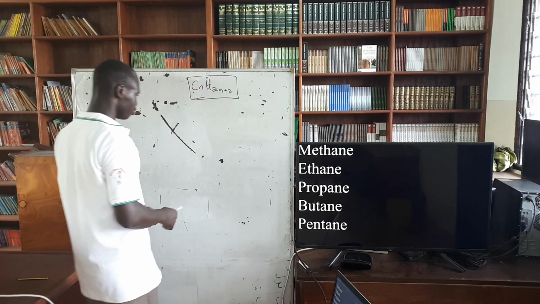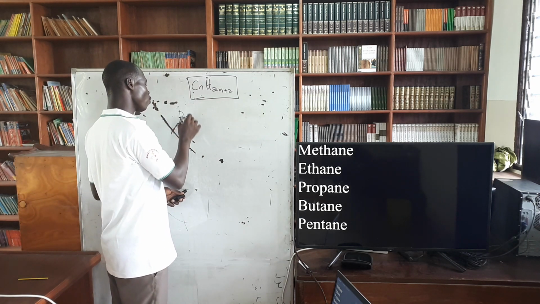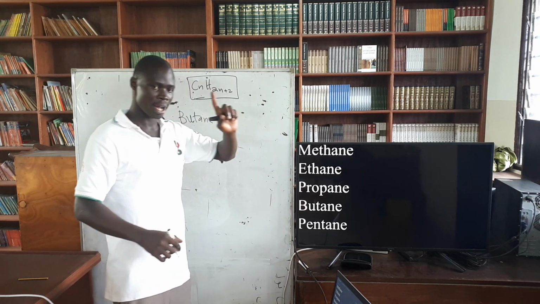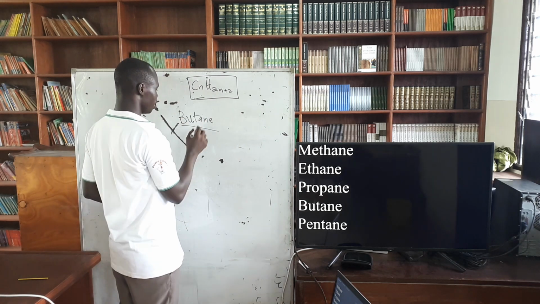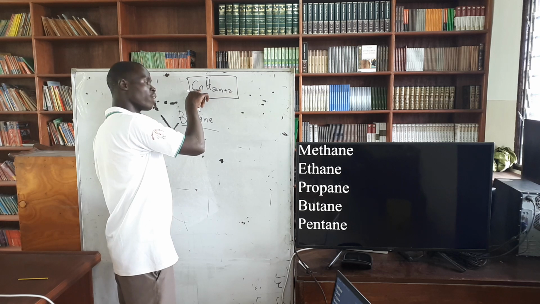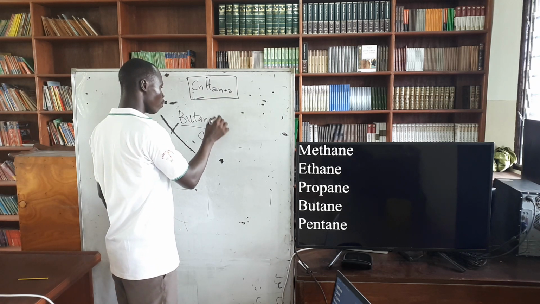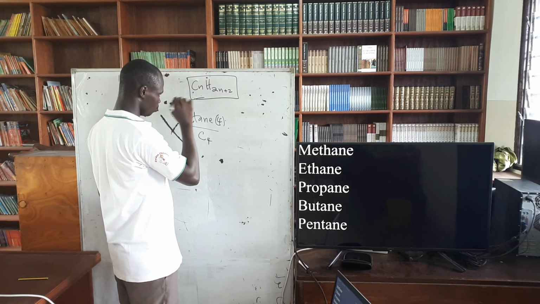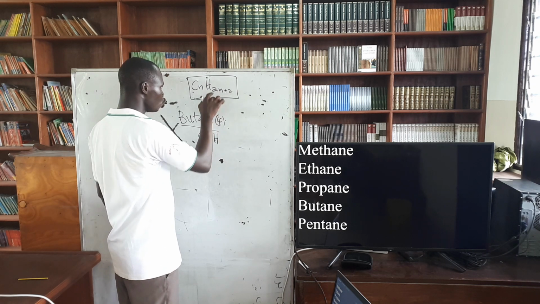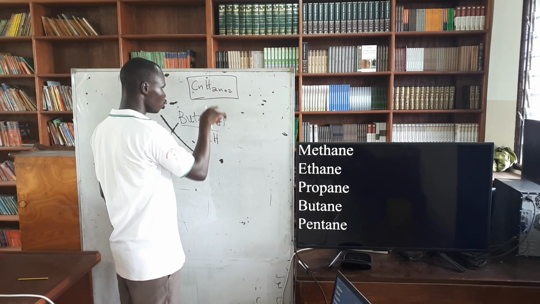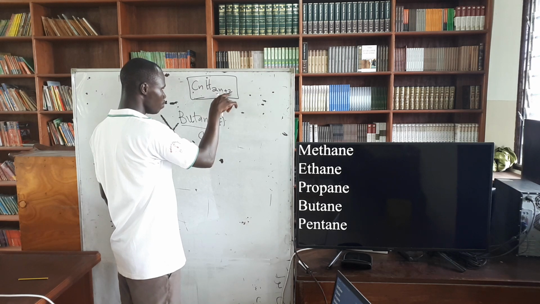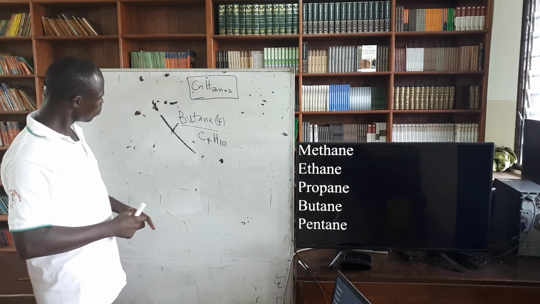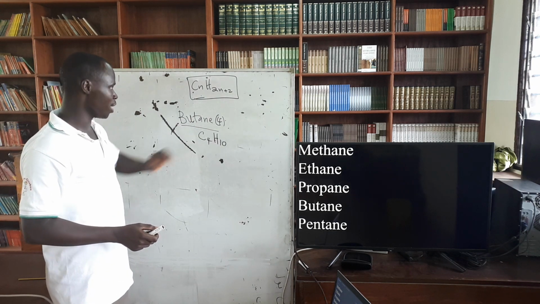Now, using this formula, suppose we want to write the general formula for butane. Butane has got 1, 2, 3, 4 carbon atoms. Now I said C, where we have n, butane has got 4. So which means where we have n, we put 4. Then H, 2 times n, and our n is 4. So 2 times 4 is 8. 8 plus 2, which is 10. So that means butane has got 4 carbon atoms and 10 hydrogen.